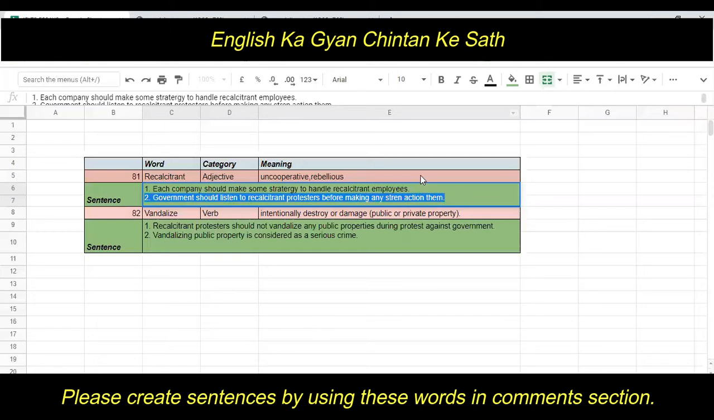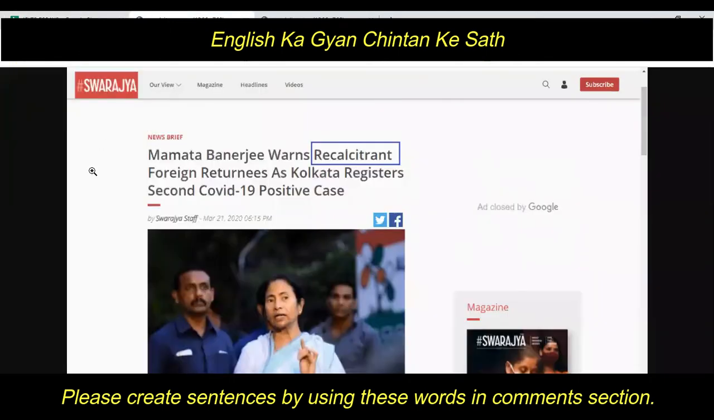Okay, now let me go to the news article in which I have seen this recalcitrant word utilized. And the article or the headline you can see from my screen is: Mamata Banerjee warns recalcitrant foreign returnees as Kolkata registers second COVID-19 positive case. It means Mamata Banerjee has warned recalcitrant foreign migrants in West Bengal.